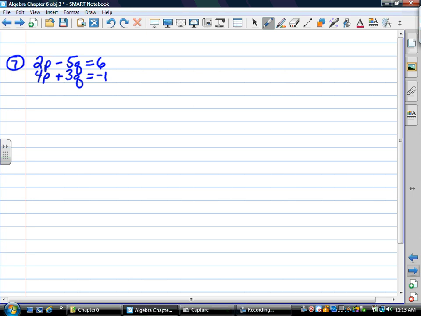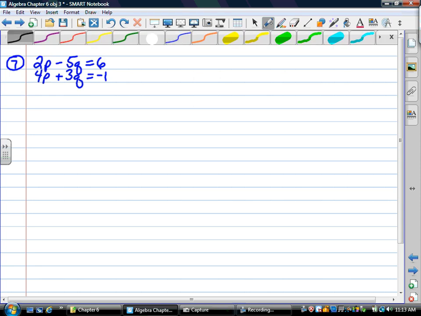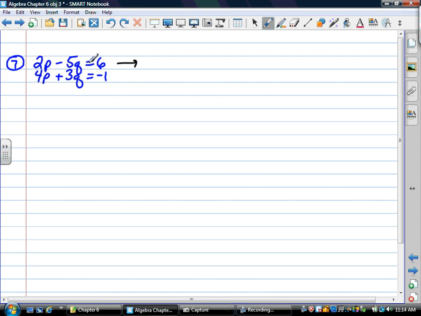Let's look at example 7. I can eliminate the p's. I can eliminate the q's. I see that if I multiply this top equation by negative 2, I would have opposite coefficients because negative 4p and positive 4p would be opposites. I could eliminate with addition. So this top equation becomes negative 2 times 2p, negative 4p, minus negative 2 times negative 5. That's positive 10q. And then 6 times negative 2 is going to be negative 12.